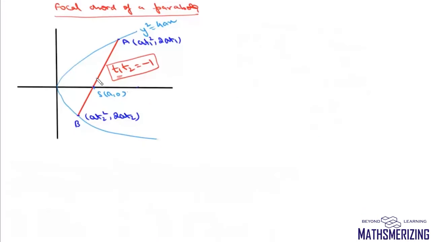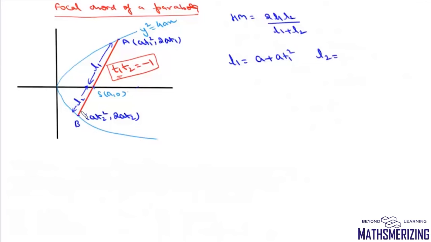Now the third important result in case of focal chord is, suppose L1 and L2 are focal distances of points A and B, then we need to find the harmonic mean of these focal distances. We know that the harmonic mean will be 2L1 L2 upon L1 plus L2. Now we know that focal distance L1 is a plus a t square. So we can write L1 as a plus a t1 square, and in the same way we can write L2 as a plus a t2 square.